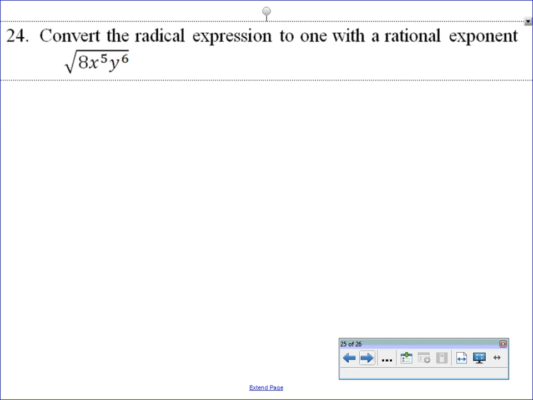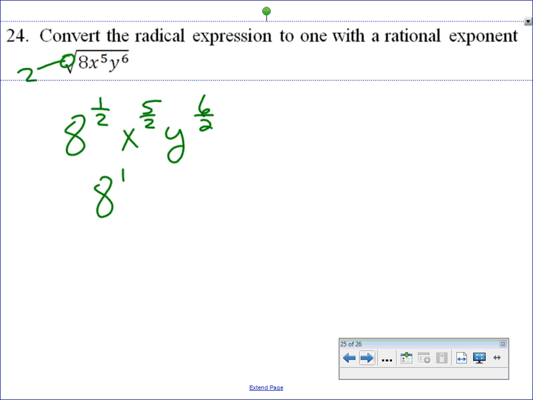All right, convert the radical expression to one with a rational exponent. Remember, the number implied, if there's nothing written in a radical, is 2. So this is 8 to the 1/2, x to the 5/2, y to the 6/2. Or 8 to the 1/2, x to the 5/2, y to the 3rd.